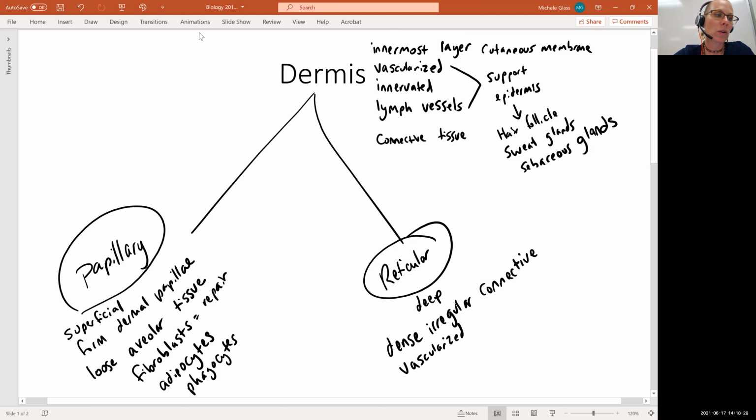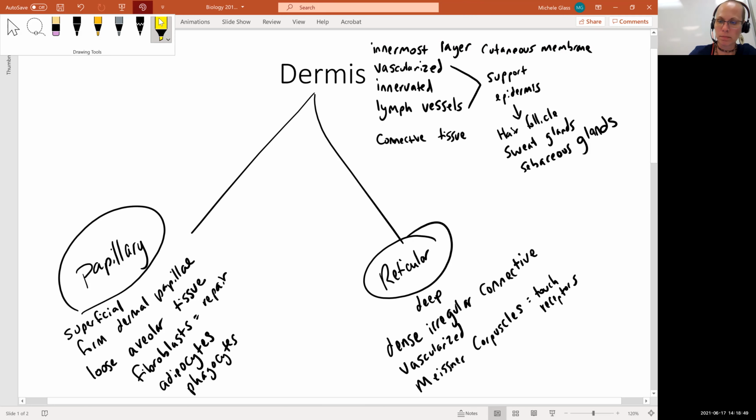The reticular layer is also going to contain Meissner corpuscles, which are going to be important as touch receptors. Meissner corpuscles.